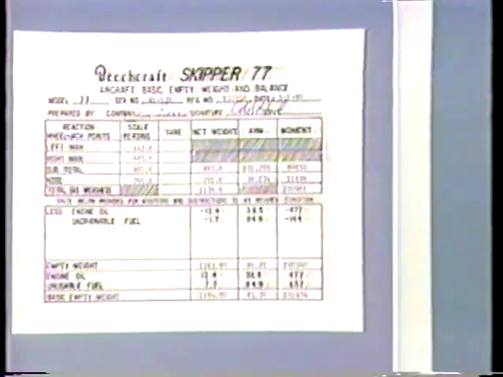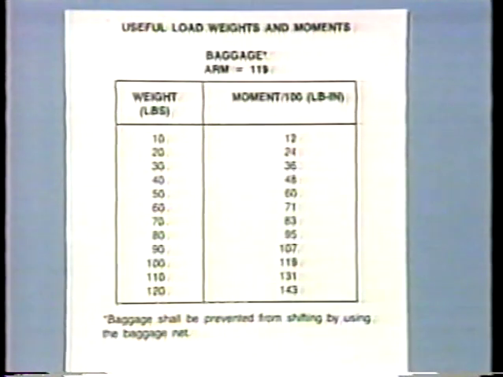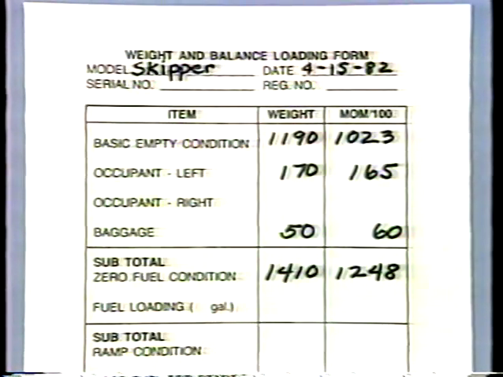Using the pilot's operating handbook, look up the moment index numbers for the different weight items and record them on your worksheet. Remember, with this method, multiplication of weight times arm isn't necessary since moment values are already computed and available in the pilot's operating handbook. Your worksheet should look like this. Now add these figures to get subtotals of zero fuel condition, 1,410 pounds, moment, 1,248.